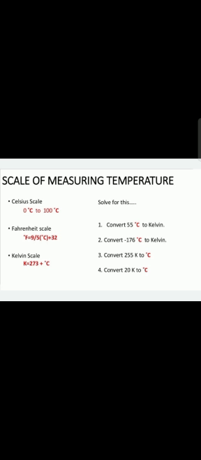The temperature on the Celsius scale ranges from 0 degrees Celsius to 100 degrees Celsius. If we have to convert a temperature in degrees Celsius to degrees Fahrenheit, then we multiply that temperature by 9 by 5 and add 32 to the result. If we have to convert degrees Celsius into Kelvin, then we add 273 to the temperature in degrees Celsius. There are some examples which you have to do: convert the following temperatures to Kelvin and to degrees Celsius respectively.